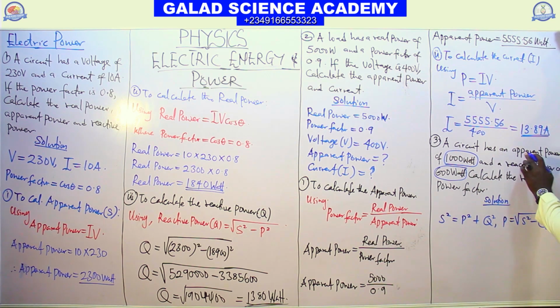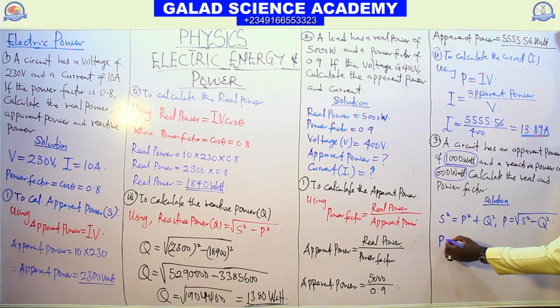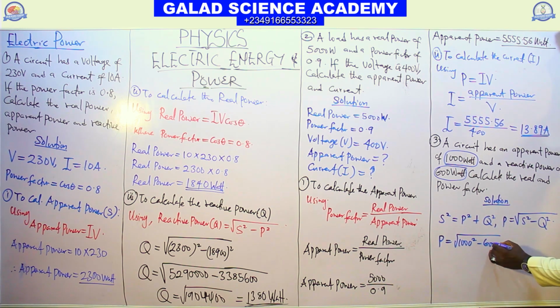From this question now, our apparent power S is 1000. The Q is this. You now have P equal to the square root of 1000 squared minus 600 squared. So the final answer you get here will serve as your real power.